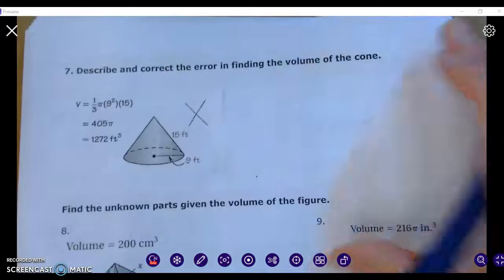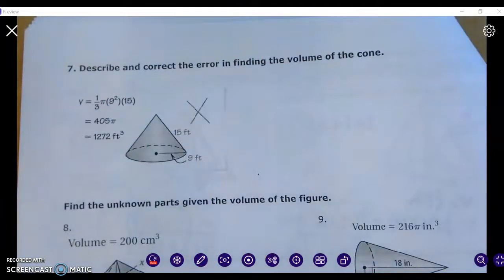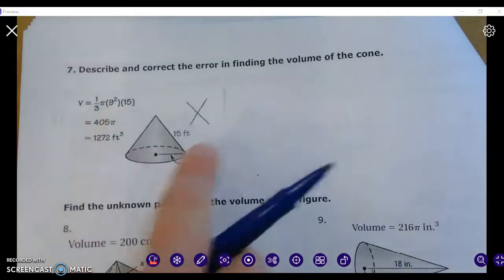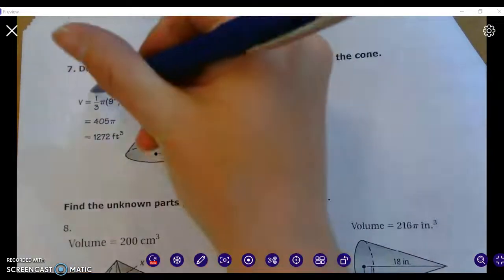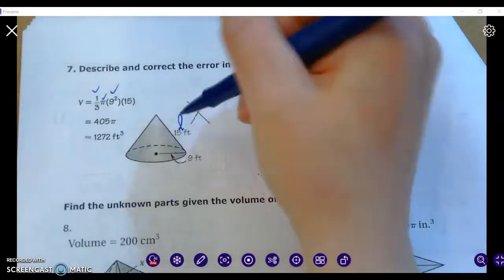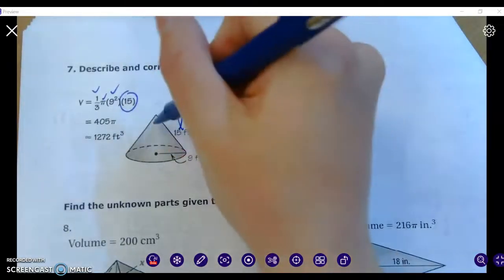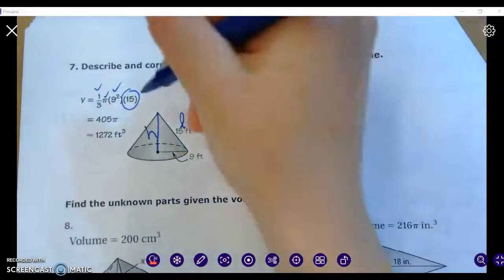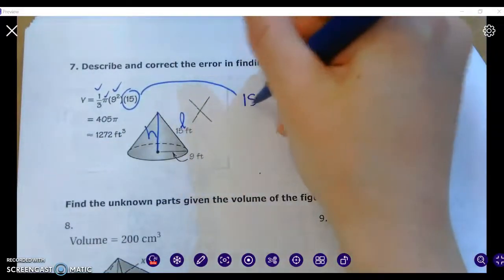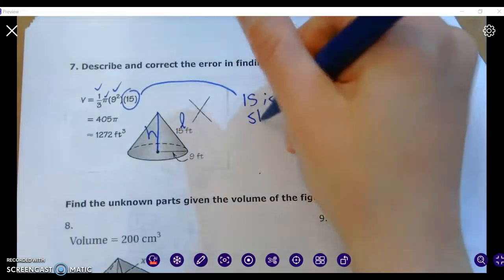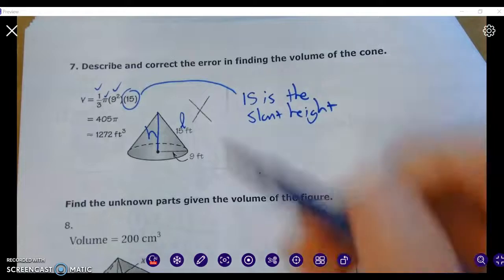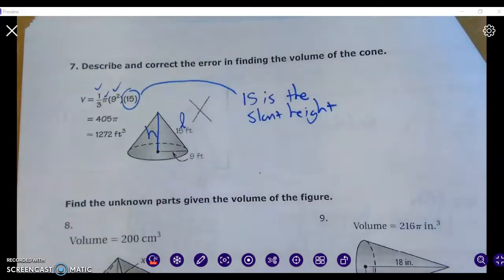Okay, number 7, describe and correct the error. So it looks like they do have the 1/3, and then we have pi radius squared. The radius is 9, so that should all be fine. And then this 15, so this 15 is the slant height. So this is going to be the problem because we actually need the perpendicular height. So that should be what the perpendicular height is, not what the slant height is.